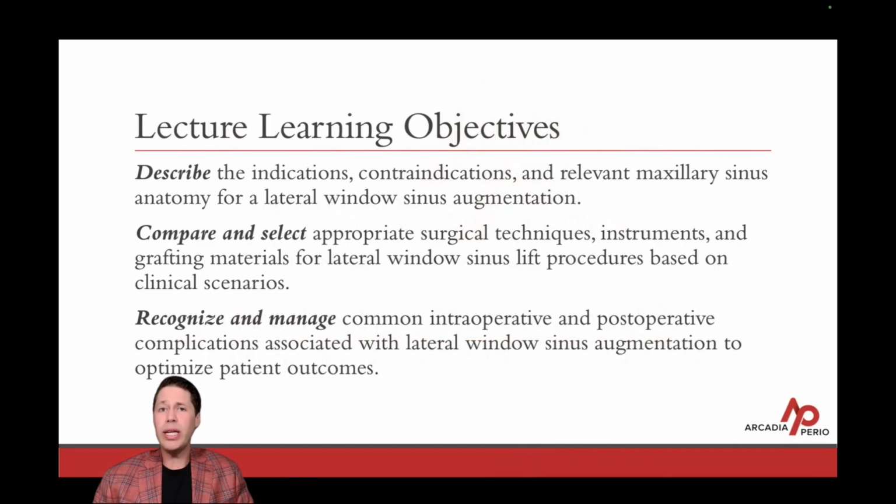So three main learning points to understand to help you, one, realize when this procedure needs to happen, and two, understand the complexities and the intricacies of the procedure itself. So, first off, I want you to describe the indications, contraindications, and relevant maxillary sinus anatomy for a lateral window sinus approach. Second, I want you to be able to differentiate when we are going to do a lateral window technique versus an indirect technique. And a little sneak peek, it depends on residual bone height.